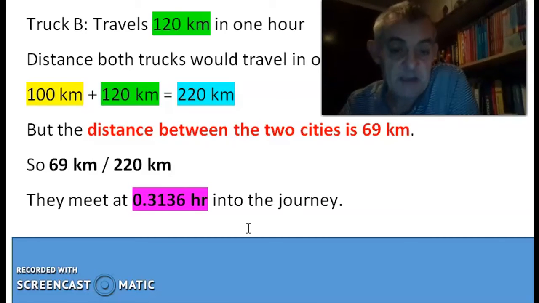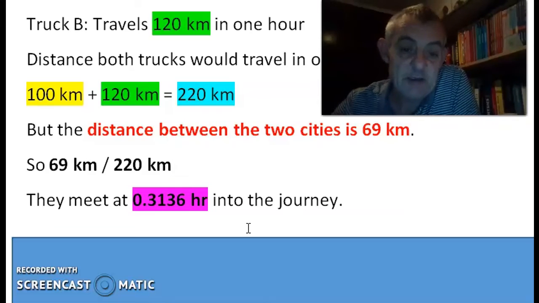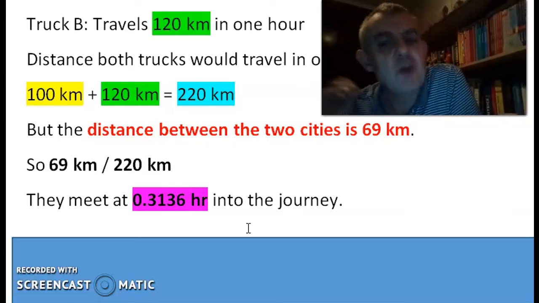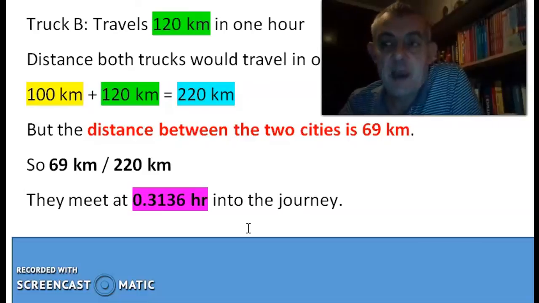Okay, so that's part A solved, 0.3136 hours. Now I haven't rounded the answer off here because I'm going to be using this answer in further calculations. But you can round this off in your answer that you write down. Just don't round it off in your calculations. So you could write this answer as 0.3 hours.